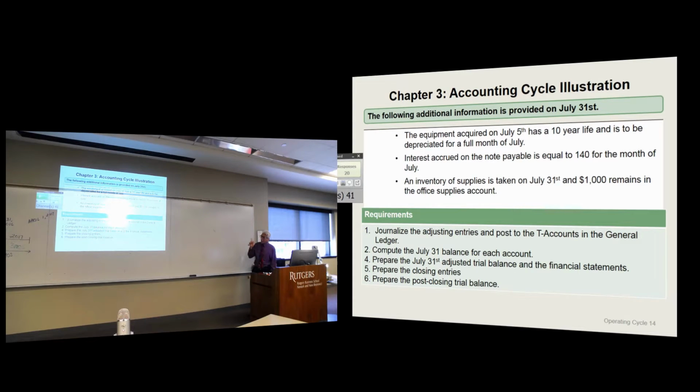Now, any questions on the adjustment data? You're going to have to do a calculation on depreciation. I'm giving you the interest that's accrued, and I just showed you that you have to expense 600 of those supplies. And then, of course, I want you to journalize the adjusting entries, post them to the T accounts, get the balance of each account, do an adjusted trial balance, and then prepare the financials, and then finish the cycle with the closing entries. All right.